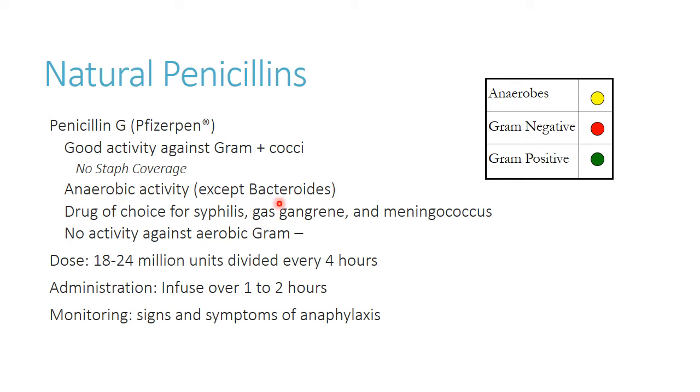So this is why you don't see penicillin by itself being used a lot for gut infections, because you wouldn't really have enough coverage for a lot of those anaerobes down there within that Bacteroides. However, it can be the drug of choice for certain disease states. So things like syphilis, you can use it for that. Gas gangrene, meningococcus, those will all have pretty good coverage against penicillin for the most part. Again, no activity against aerobic gram negatives. So if you had a UTI, which you would know once we go over the urinary tract, that's most likely to be gram-negative bugs. Penicillin is not going to be a good option for that. Okay, so those are things to think about.